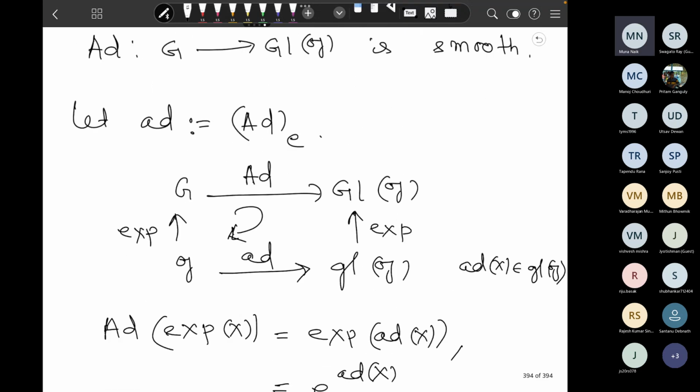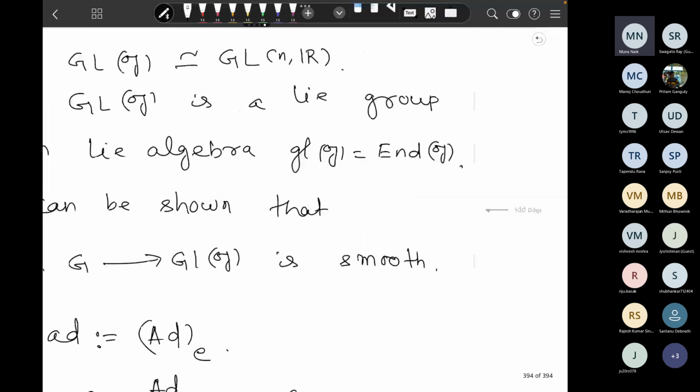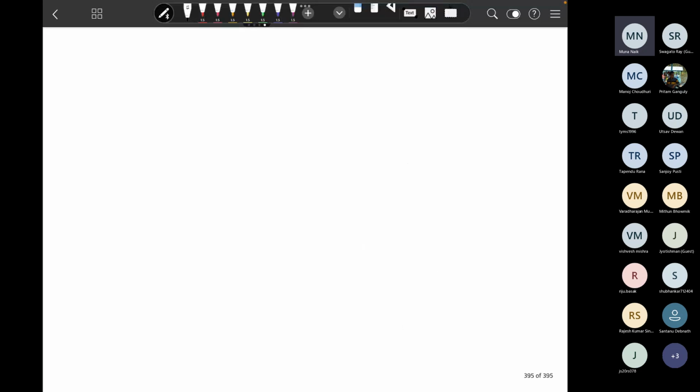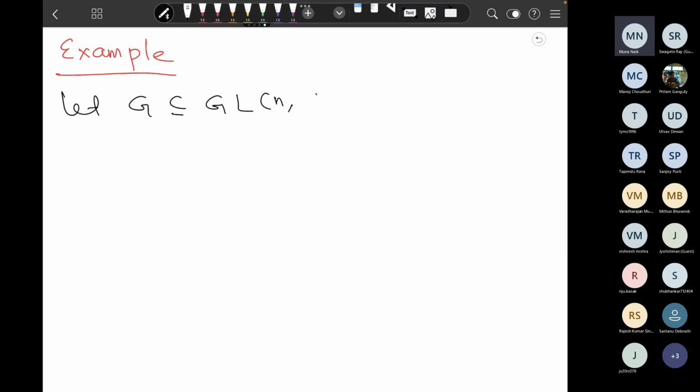Now one example: let us see what happens in the matrix Lie group setup. Example: let G, a subset of GL(n, C), be a matrix Lie group.